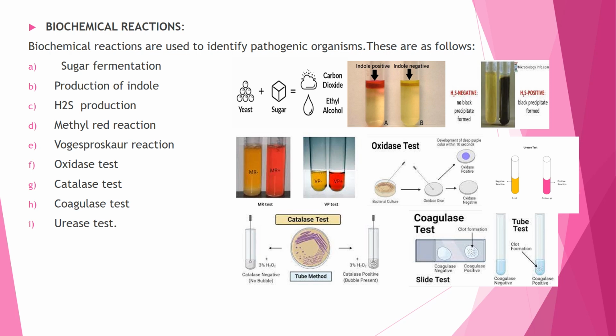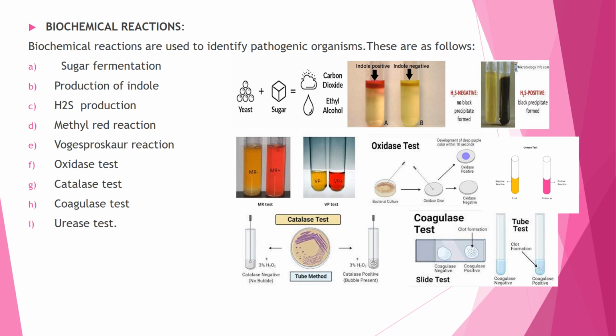Whereas for the H2S production, the black precipitate formed is known as H2S positive, and for H2S negative, no black precipitate is formed, as in the third diagram. Whereas in the methyl red and Voges-Proskauer reactions, also known as MR-VP, MR positive and VP positive are pink in color, whereas MR negative and VP negative are colorless or yellow.